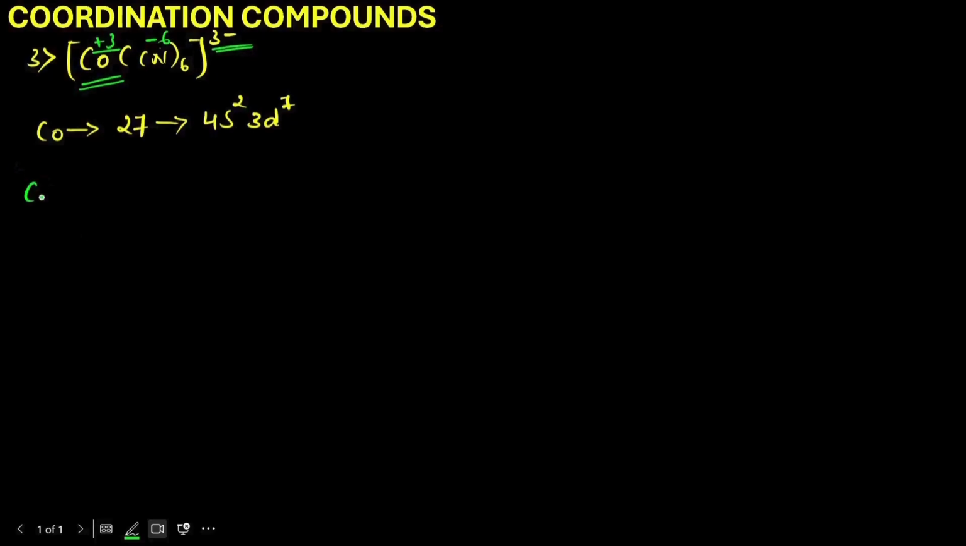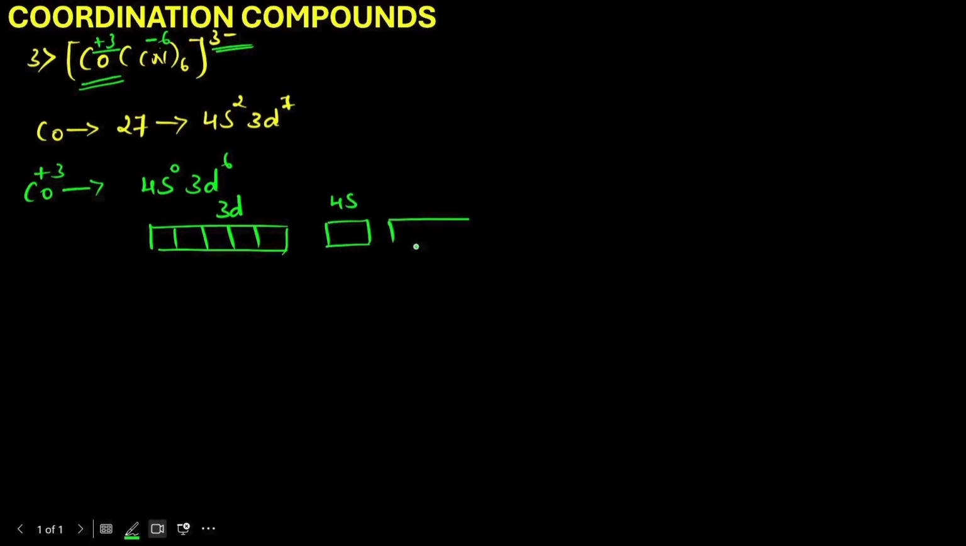Therefore now we will write the electronic configuration of cobalt in +3 oxidation state. So that would be 4s0 and 3d6. First the electrons are removed from the s orbital and then from the d orbital. Now we will write the orbitals. This is 3d orbitals. It is 4s. Next comes 4p. Now we will fill the electrons. How many electrons are there in 3d orbitals here? 6 electrons. So here 1, 2, 3, 4, 5 and 6.